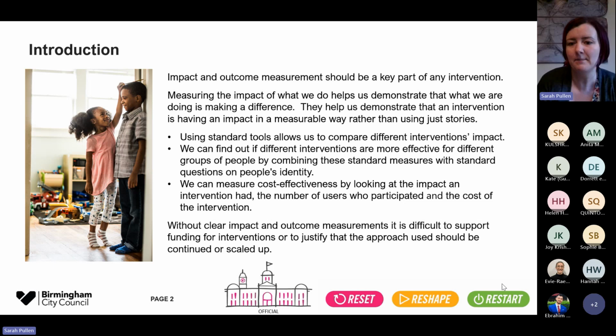But without having clear impact and outcome measurements, it's really difficult to support funding for interventions and to justify that the approach used should be continued or scaled up. So this is something that's important at every scale of intervention because this is what enables us to continue and build on good practice within the city.